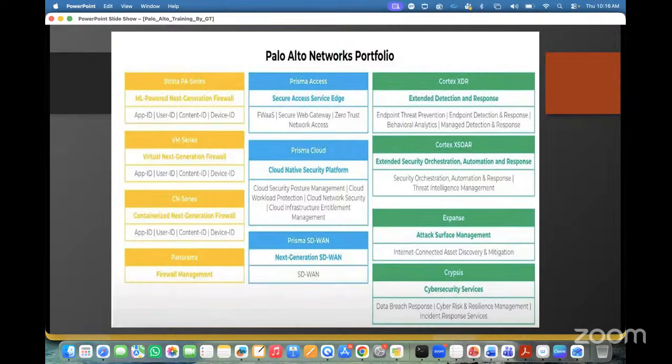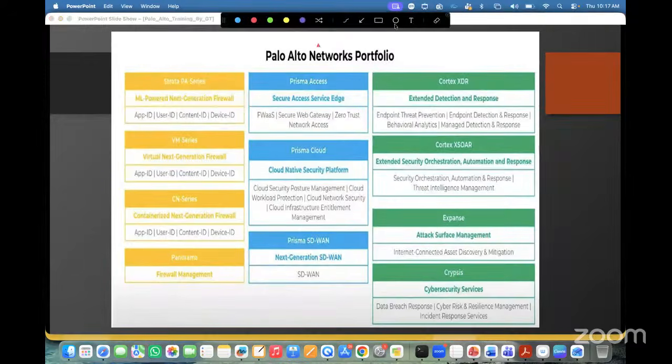What we are going to discuss is only one module. This is the module we are going to discuss in our course, that is the Strata PS series, Palo Alto series. In this, you are going to understand the next generation firewall, AI and machine learning based next generation firewall. You are also going to understand what app ID, user ID, content ID, and device ID are.